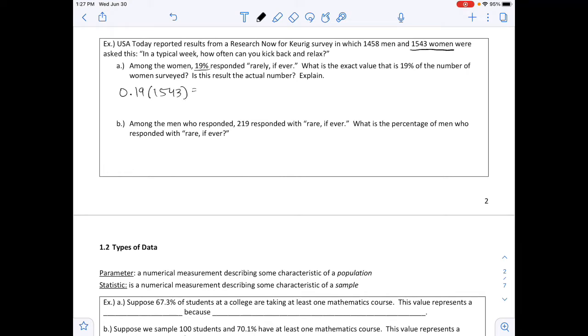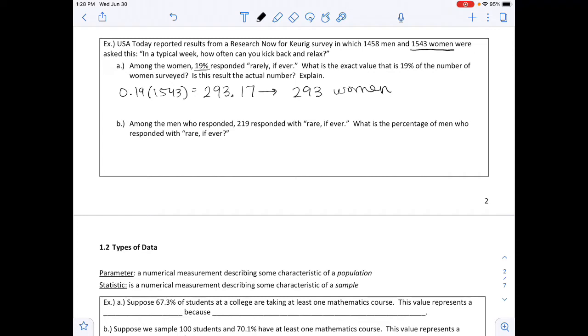Working this out on our calculator, we get a decimal answer, 293.17. We can't have 0.17 of a female, so we're going to have to round this a specific way. That is not a complete woman, so it's going to be 293 women.